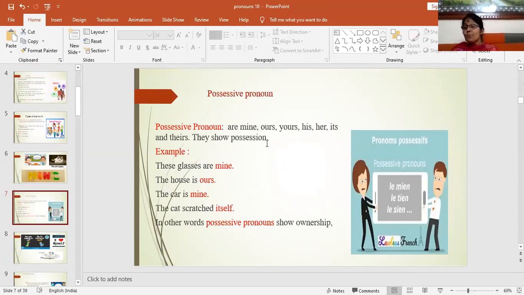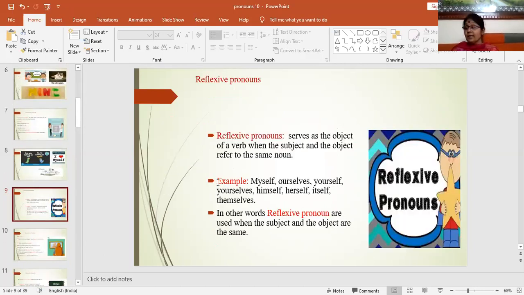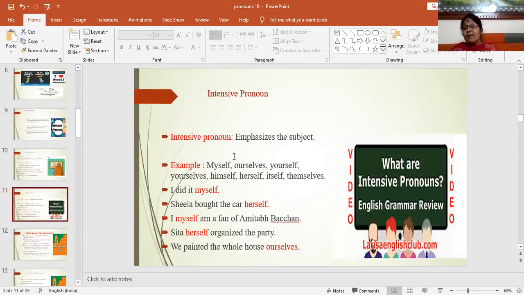Then you have possessive pronouns. Possessive pronouns show possession. Mine, ours, yours, his, hers, its are some of the possessive pronouns. They can be used like, these glasses are mine. The house is ours, right? And then you have reflexive pronouns. A reflexive pronoun serves as the object of a verb when the subject and the object refer to the same noun, right? Example, myself, ourselves, yourself, himself, herself. Then we have intensive pronouns, where the emphasis is on the subject, like I did it myself.